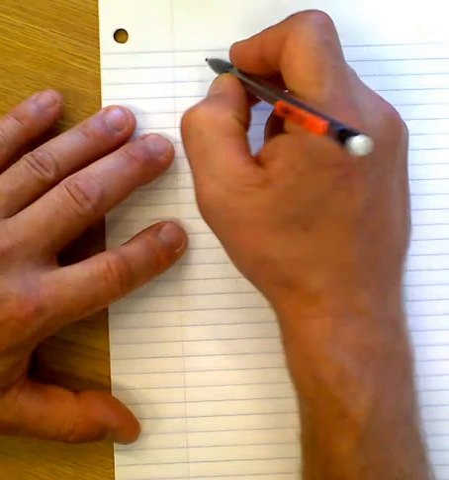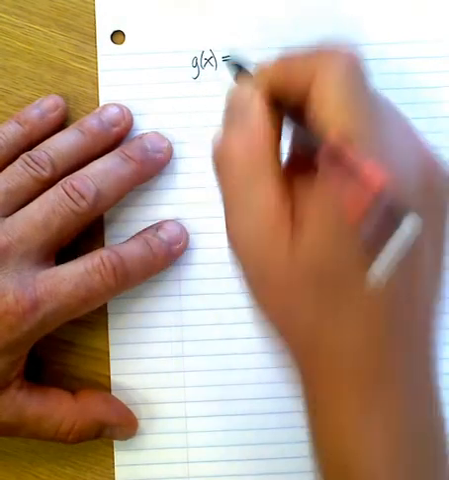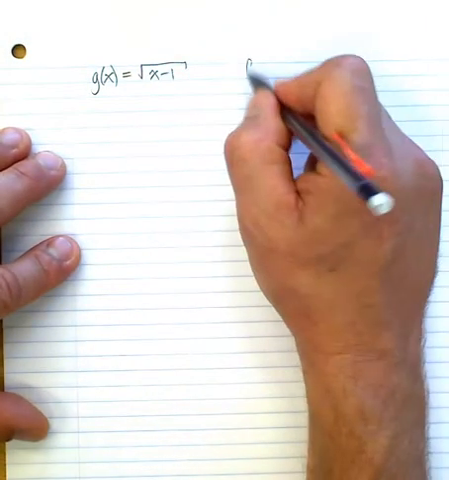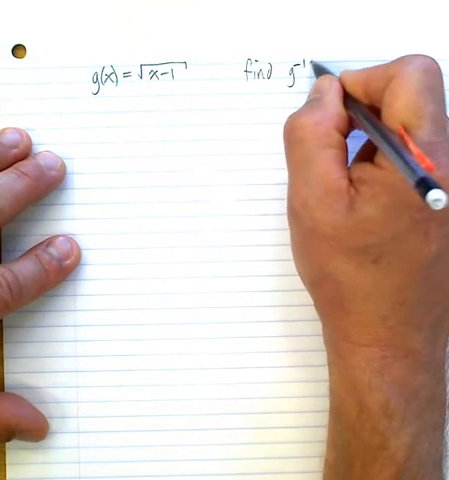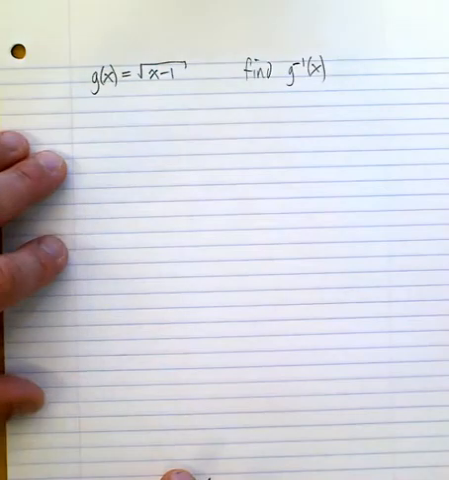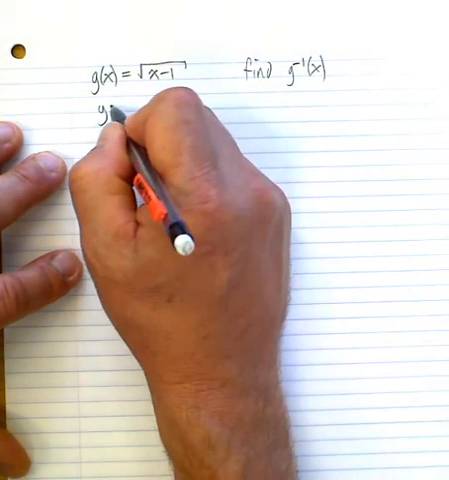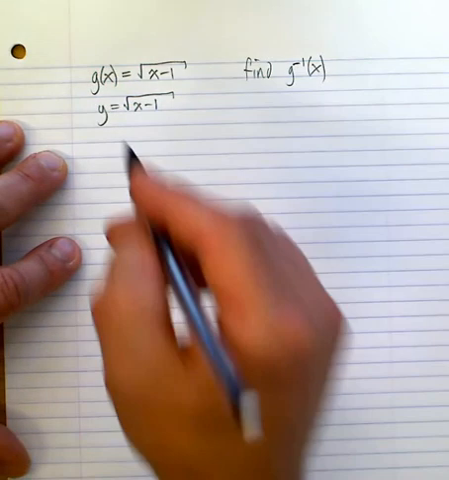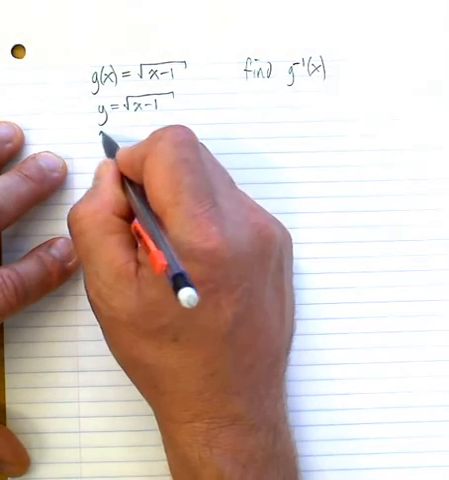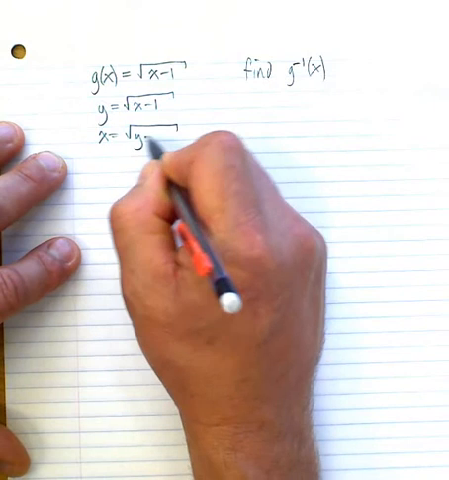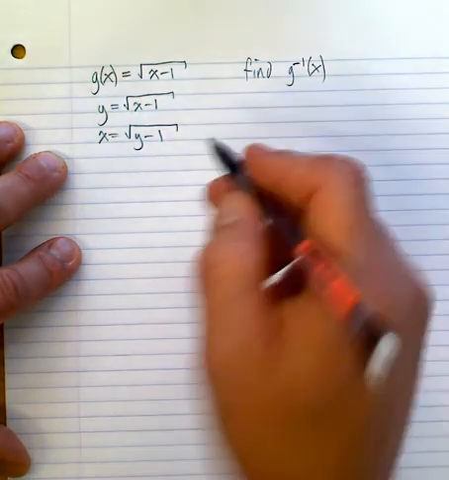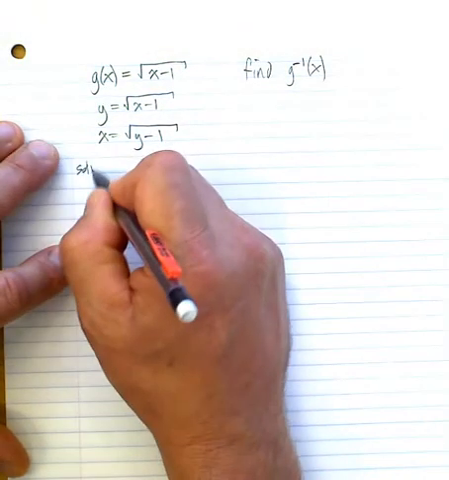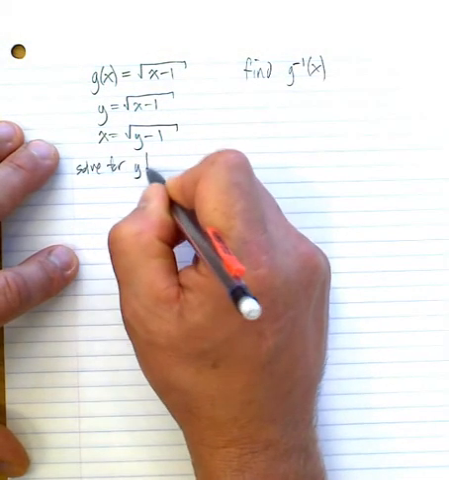So say g of x is equal to the square root of x minus 1. I'm going to ask you to find the inverse of that function. What we're going to do here is replace g of x with y just to make it easier for us to see what happens. And then the next step would be to replace the y with the x and the x with the y. And then the last step is to solve for y.